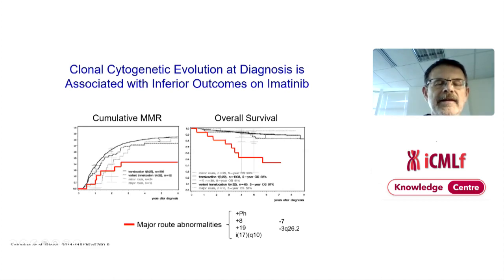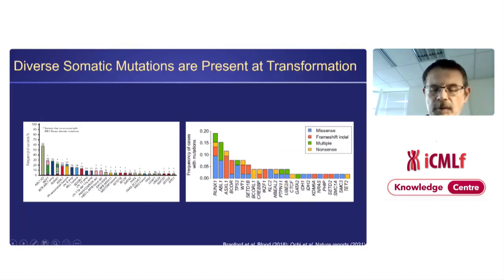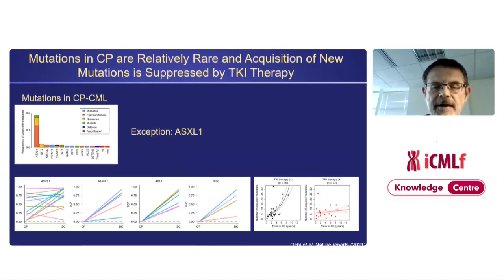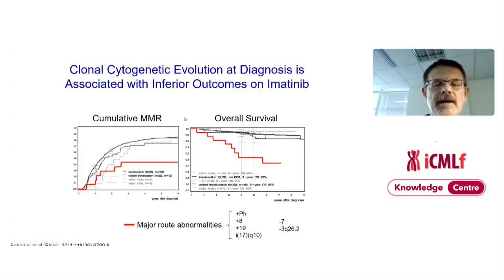But suffice it to say that if you have one of these abnormalities at the time of diagnosis, and you're treated with imatinib, your outcome is very significantly worse. So it's important to continue to do cytogenetics at diagnosis, because you might find one of these abnormalities, and then that could influence or will influence your treatment decisions.